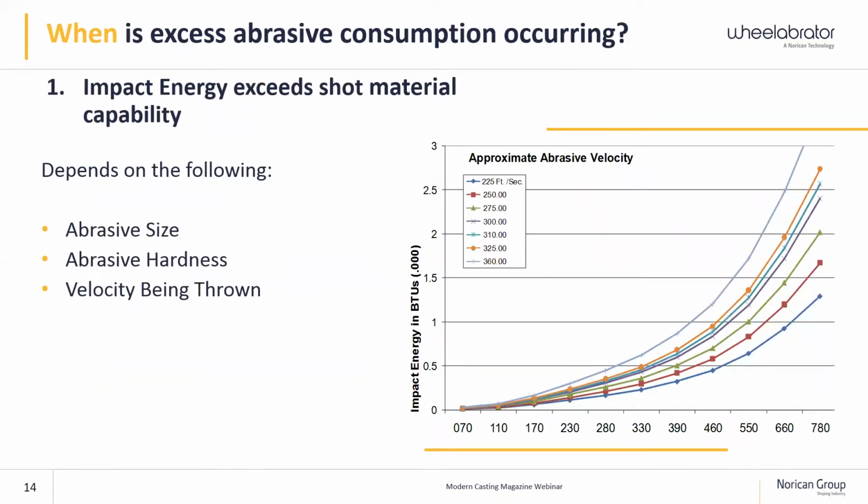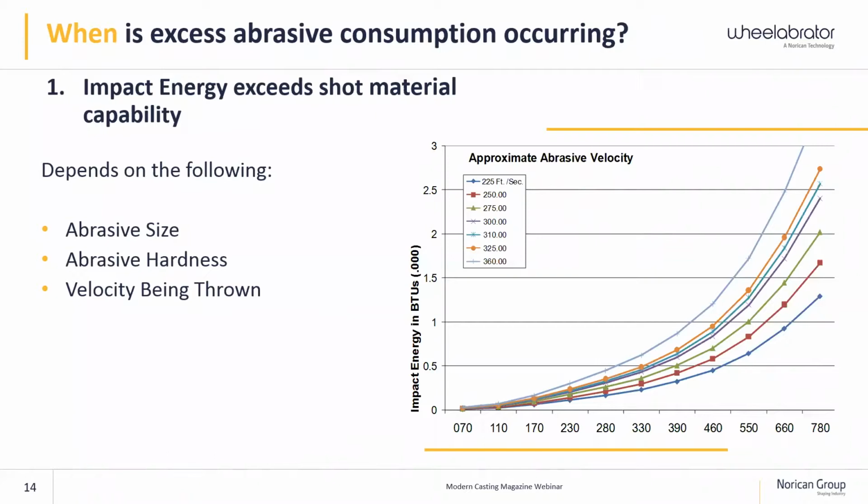Here we go. So when is some of the excessive abrasive consumption occurring? I've broken it down into about 4 different areas. The first one we'll talk about is the impact energy. So if the impact energy, as the slide says, exceeds the shot material capability. If you can look at the slide, across the bottom I have different abrasive sizes from an S70 all the way up to an S780.